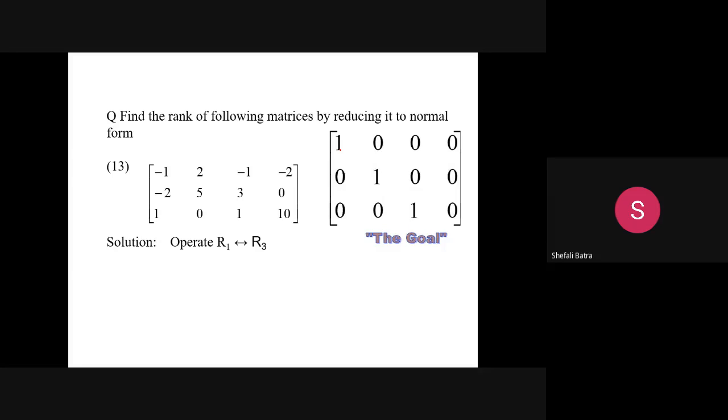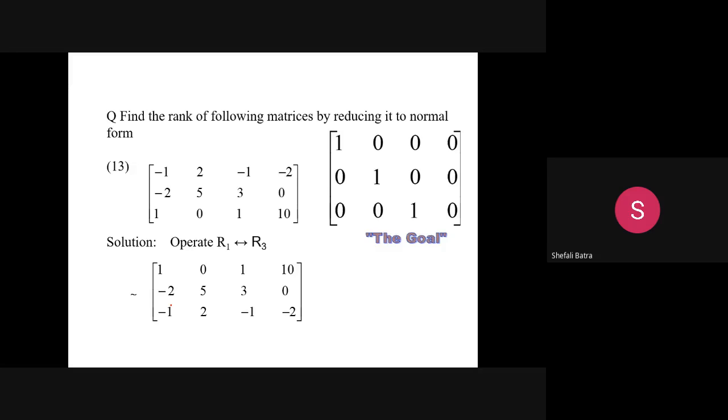First operate R1 interchange R3. We are interchanging it to make the first entry a positive one. After that, we need to make this entry 0 and this entry 0. So apply the operations: R2 implies R2 plus 2 R1, and R3 implies R3 plus R1. Hurry up, simplify it and let me know what the entries will be.